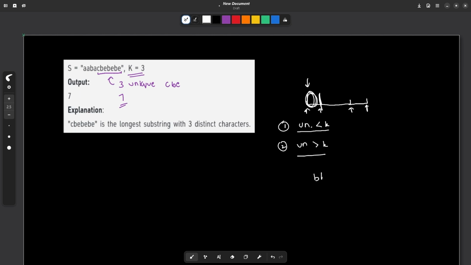For example, if my substring is like this, and I remove this p character, you will see the number of unique characters is still the same. The unique characters in this case are a and b. So it does not change the number of unique characters. So I will have to keep moving this pointer to the right until my number of unique characters is no longer greater than k. Now the second thing is, why am I only moving this particular pointer and why not this particular pointer to the left?